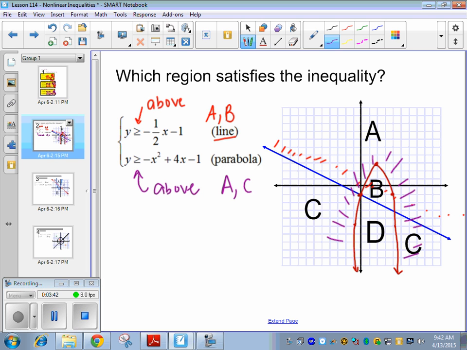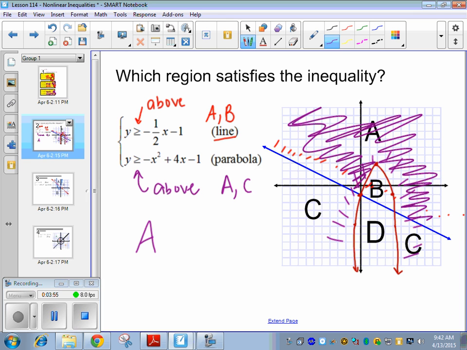So for it to be true for both above the line and outside the parabola, which region is that? A. So the region that should be shaded in is region A. You're not going to have to do that on your homework. You're just going to say region A. And then you have to prove it to me by testing a point. This one has a nice one to test. We can test 0, 0.